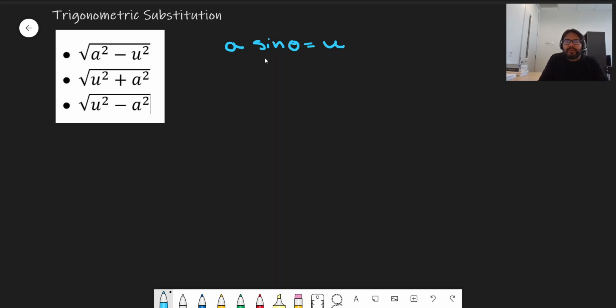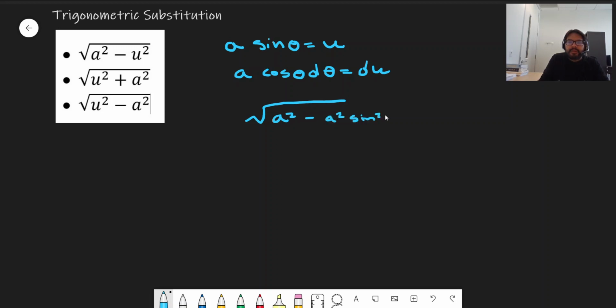Now in any case, you can make the substitution by differentiating, where you would have a cosine of theta d theta is equal to du. Now what you would have to do essentially is substitute this u into this equation, which then gives you the square root of a squared minus a squared sine squared theta.